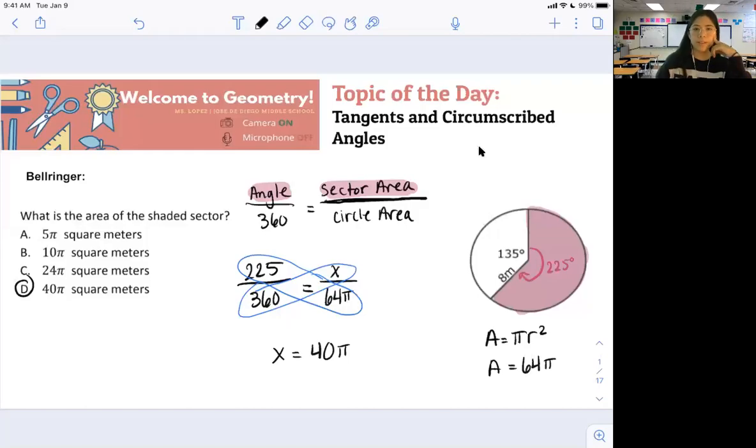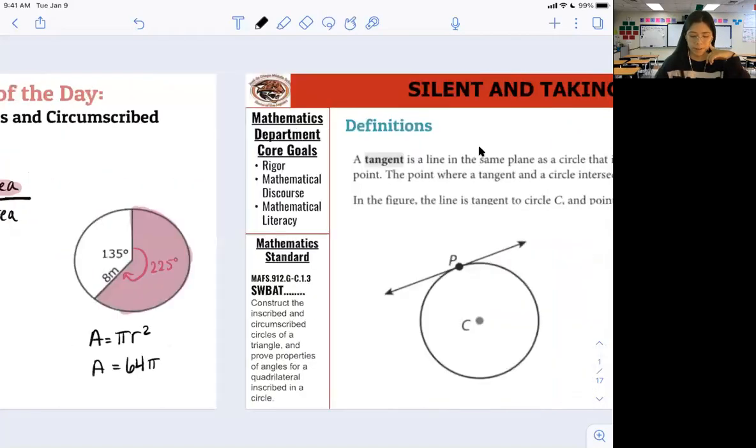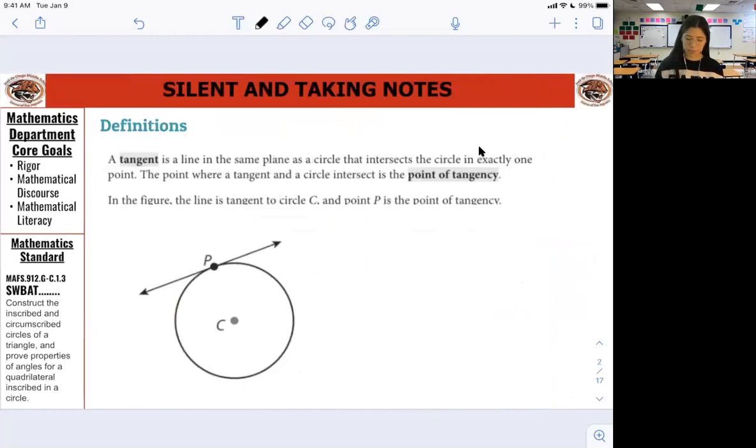So, tangents and circumscribed angles. As you guys know, with these new topics, you're always going to have to write some definitions. And I am recording now. So let's go ahead and read: what is a tangent?